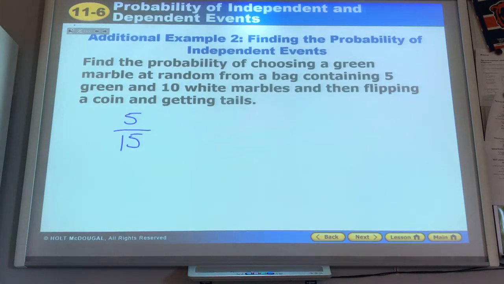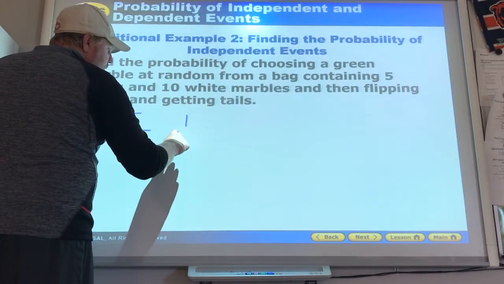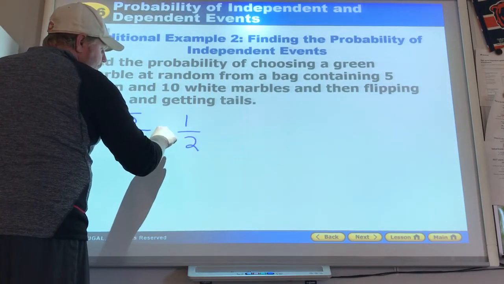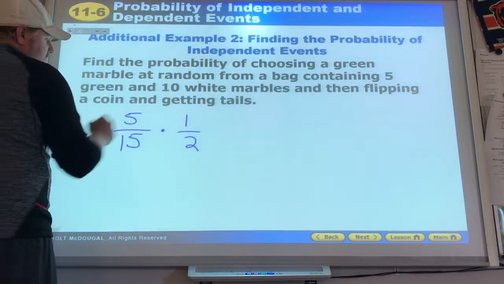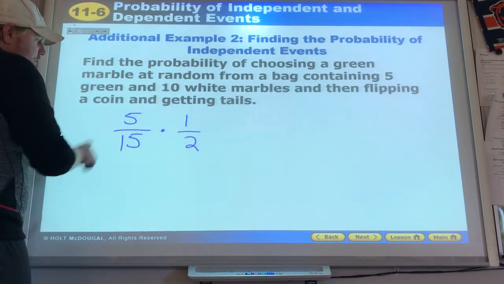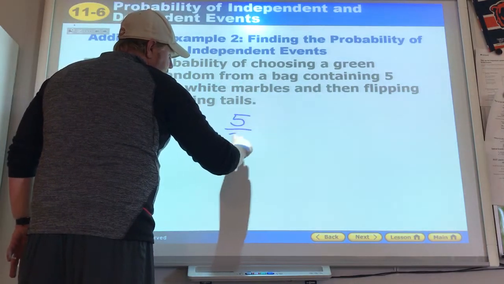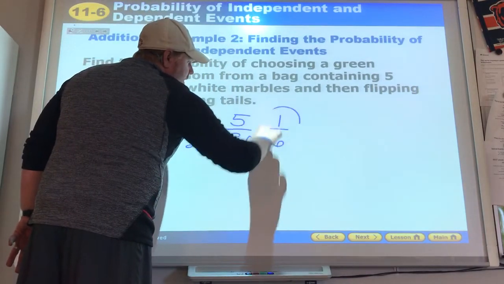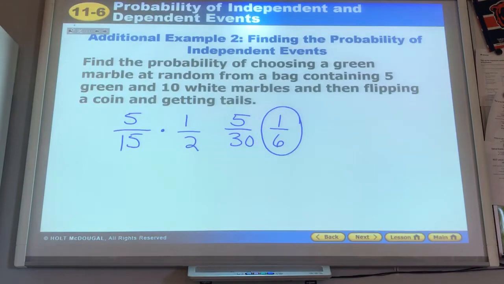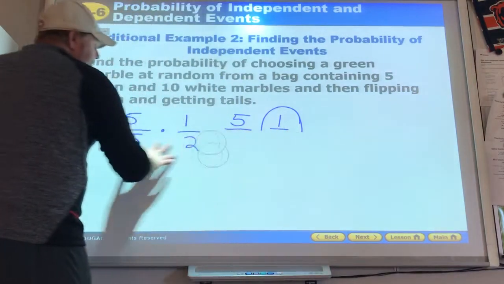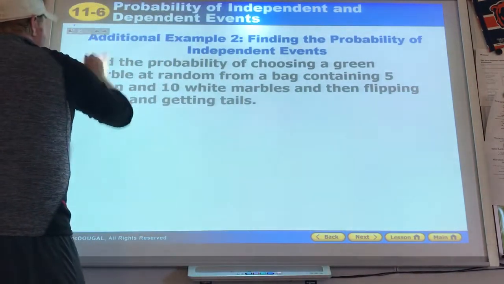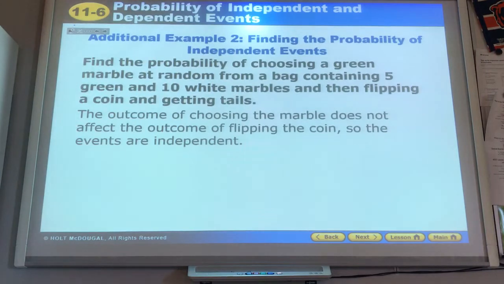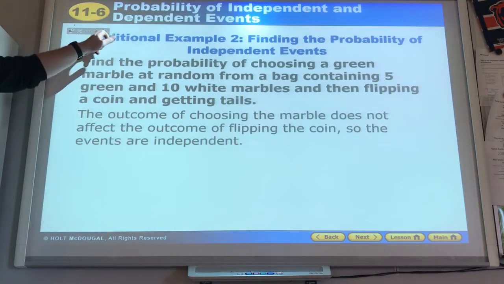Then what is the probability of flipping a coin and getting tails? Well, one of the sides of the coin is tails and there's two sides. Oh. This is probability of A. This is probability of B. We multiply. And yes, you can reduce. 5 over 30. 5 times 1, 15 times 2. 1 out of 6 is your probability. Okay? The outcome of choosing the marble does not affect the outcome of flipping the coin, so the events are independent.